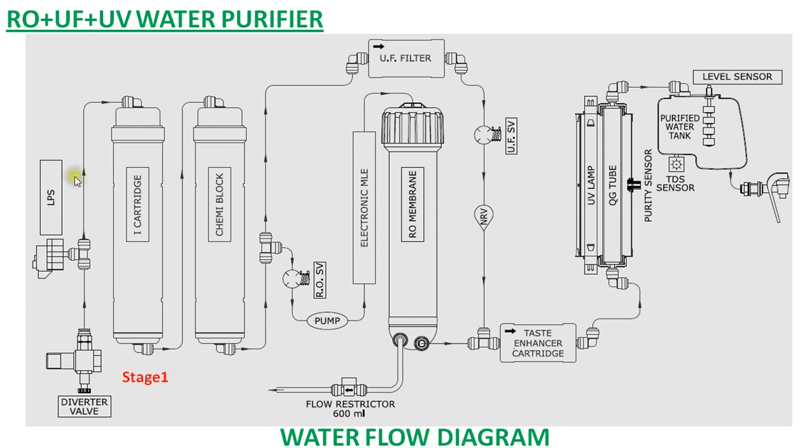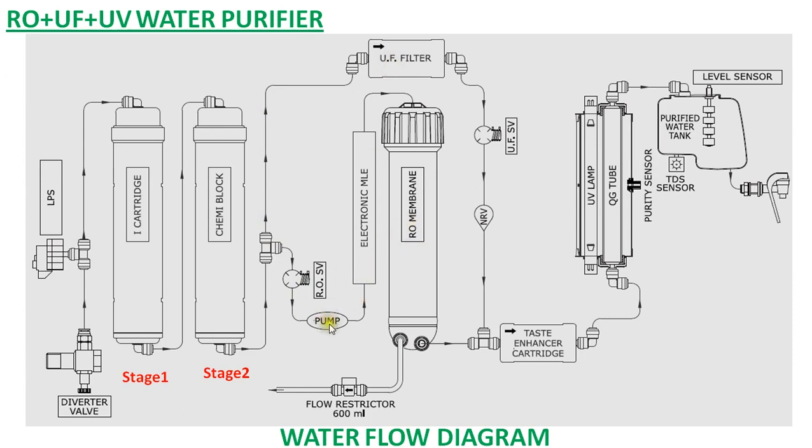So this is stage 1, and here you can see this is the low pressure switch, and this is the main incoming feed water line, and this is the intelligent cartridge that removes unwanted substances like sand, dust, mud that is present in the water. Chemi block removes the excess chlorine and also organic impurities present in the water. And here you can see this is the bypass, so water is going to the UF filter and also parallel to the RO membrane, and depending upon the type of the feed water, the filtering mechanism is selected by the filter. And this is the RO membrane.